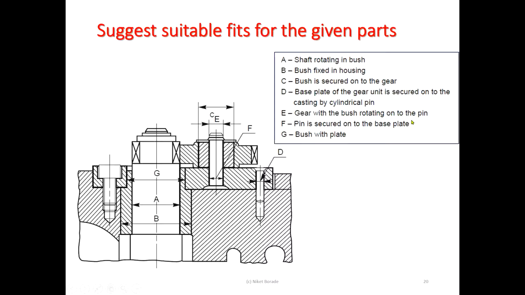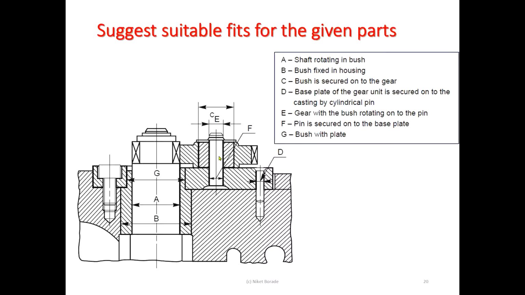E is, say, a gear with a bush rotating onto the pin. This is a gear with a bush. So this needs some practical understanding of the part, how it is working. Gear with the bush rotating onto the pin. So now this is rotating onto the pin. So this is allowed to rotate. So it should have the clearance fit, right? The pin should have a smaller diameter than the bush internal diameter, so that it is rotating there inside.